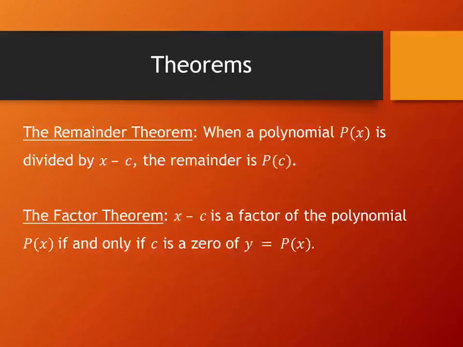A couple of theorems to start with. The first one's called the remainder theorem. The remainder theorem says that if you have a polynomial, p of x, and you're dividing it by a binomial x minus c, then the remainder is the same thing as evaluating the function p at the point c.